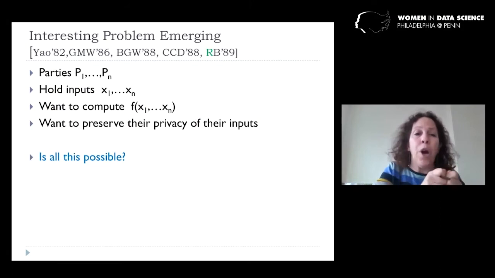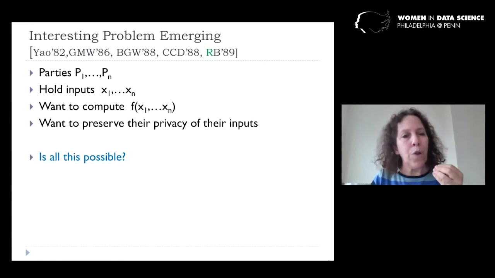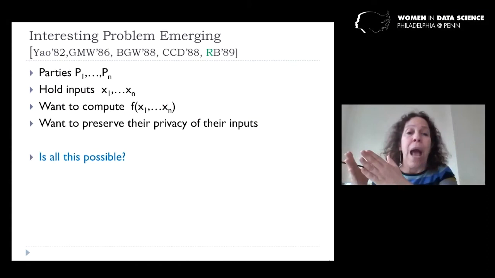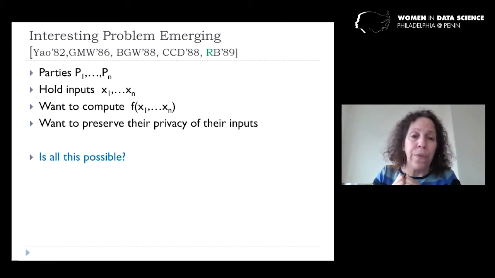And really what we want to do is to compute a function of these inputs while preserving the privacy of the inputs, so that nobody learns anything about the inputs of the other parties beyond what they could learn from the output of the function and their own input. For example, as I said before, Alice does learn the sum of the salaries of Bob and Charlie, but she doesn't learn the individual salary.